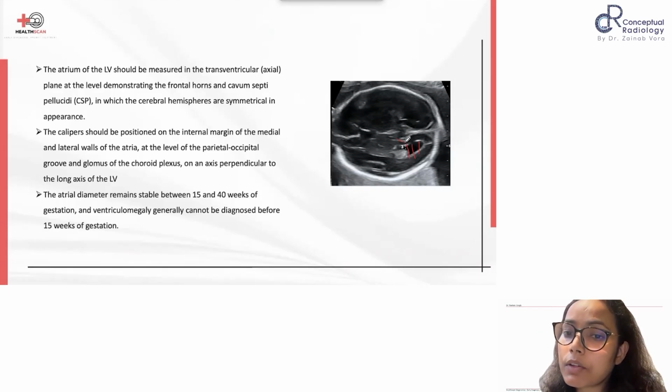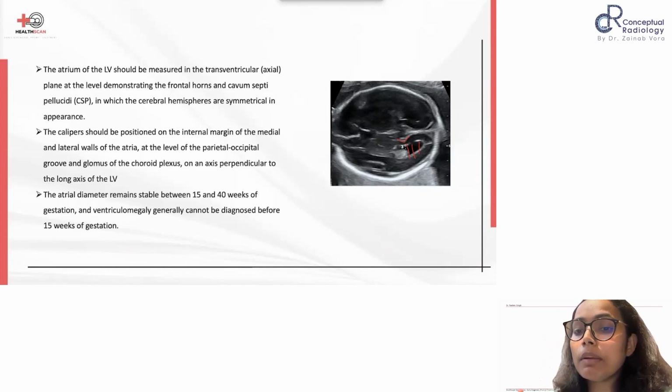And this is the parieto-occipital sulcus. So you should try to familiarize yourself with its appearance. This is usually visible after 19 weeks onwards. So this measurement has to be taken at this level. And while acquiring the transventricular plane, you should be careful that both the cerebral hemispheres have to be symmetrical. So there should not be any obliquity.